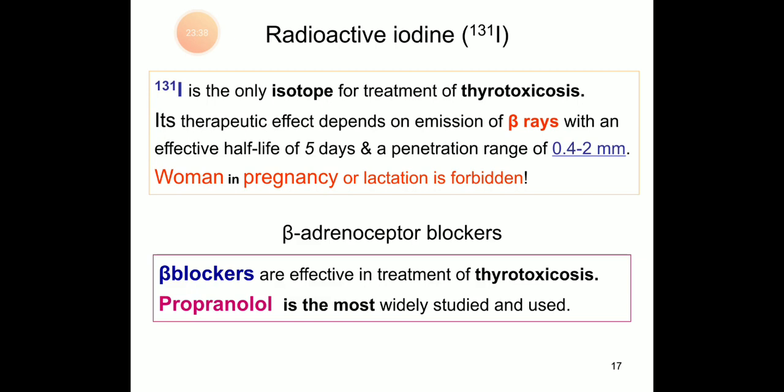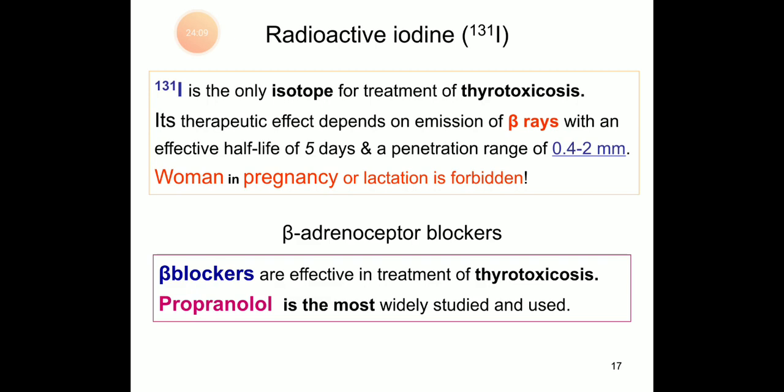Whereas the disadvantages are it causes a high incidence of hypothyroidism. It cannot be given in a woman of childbearing age without ascertaining that she is not pregnant. It is slow acting. Follow-up for several years is necessary. And lastly, special facilities for handling the radioactive material are necessary. So these are the common disadvantages of radioactive iodine.